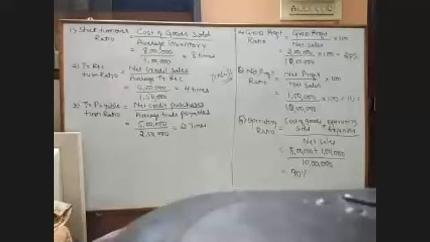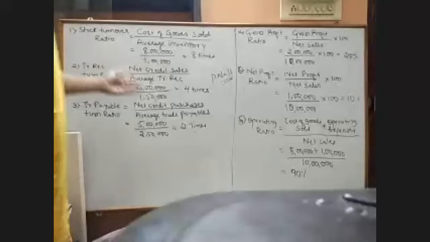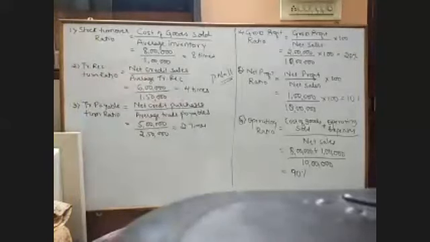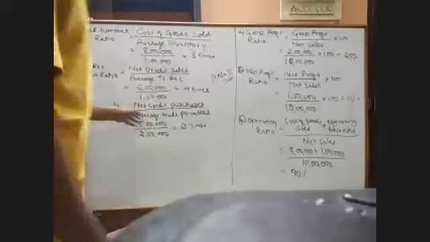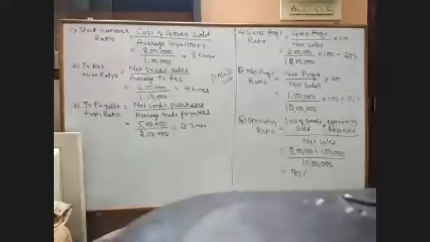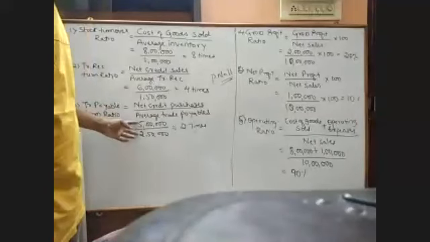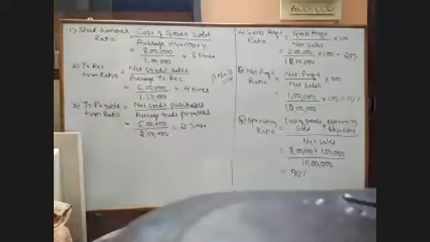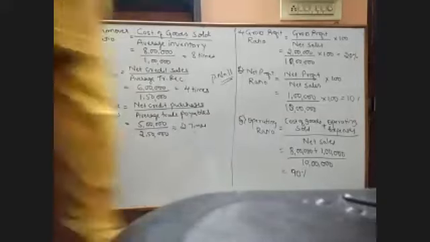The next is trade receivable turnover ratio, which is equal to net credit sales divided by average trade receivables. Both the information is available in the problem, that is 6 lakh and 1 lakh. And the next is trade payable turnover ratio, which is equal to net credit purchases divided by average trade payables. Even these two information are also available in the problem. One is 5 lakh and the other one is 2 lakh 50. Hence the result will be 2 times.